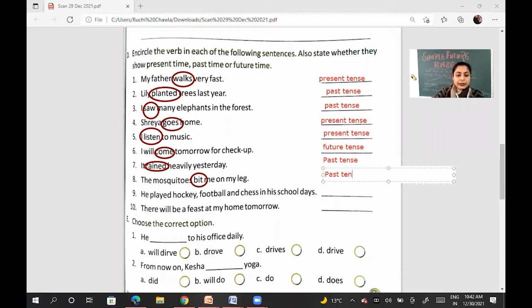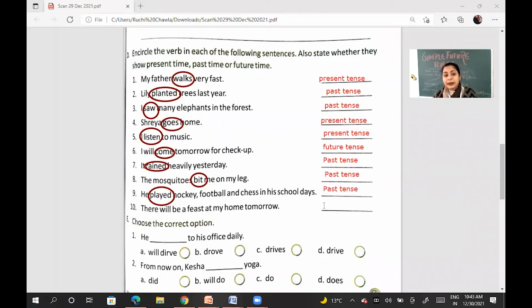Now the next sentence is he played hockey, football and chess in his school days. Now what is the action word? Played. And what is added to the root verb? Root verb is play and ed is added. Where do we add ed? In past tense. So this sentence is in past tense.